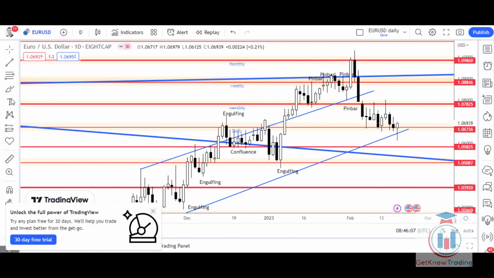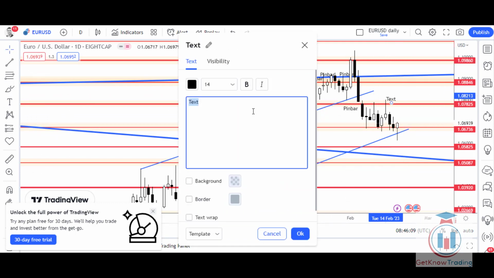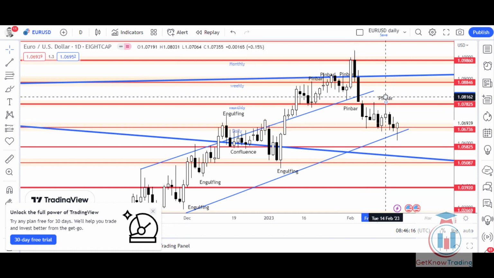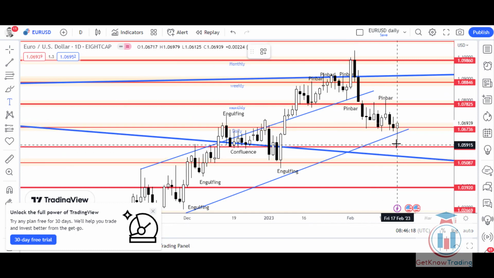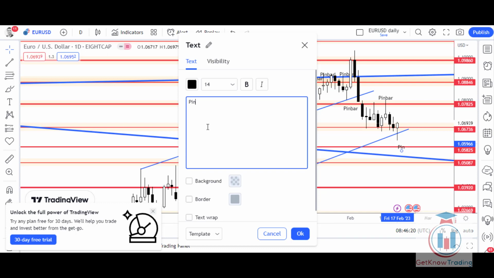Let's put a label here, so we have it visible. It will be a pin bar. This one is a bearish one. Okay, and let's put this one here for the bullish pin bar.